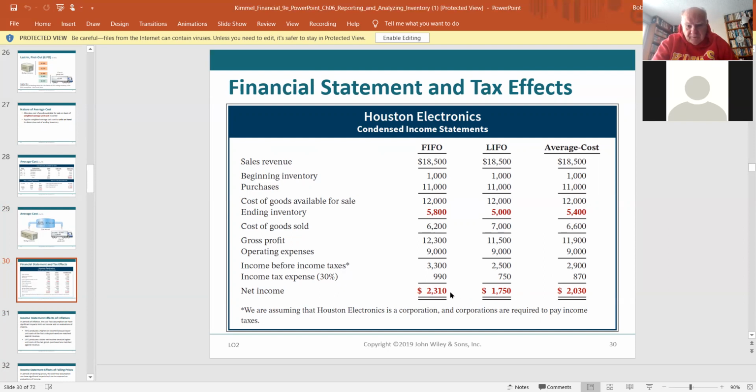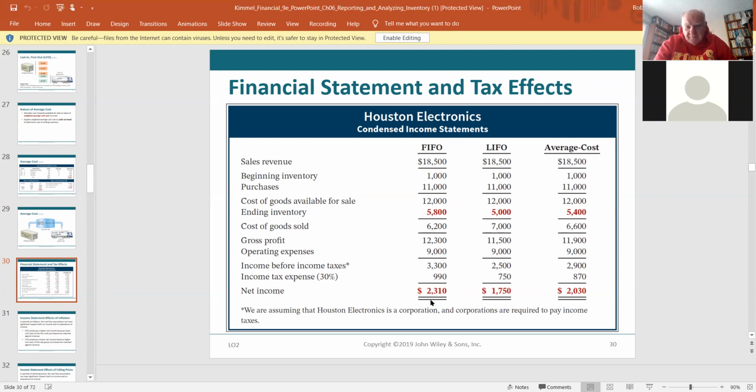So look at the difference here. What happened to make this different? Well, what made it different was the income tax expense for FIFO is $990. It's only $750 for LIFO. Assuming these are big companies, that's $240 million maybe that LIFO saved in paying taxes. So one good reason for choosing LIFO is that it's going to give you the lowest taxable income. You're going to save money on taxes. So that's an attractive way to think about LIFO.